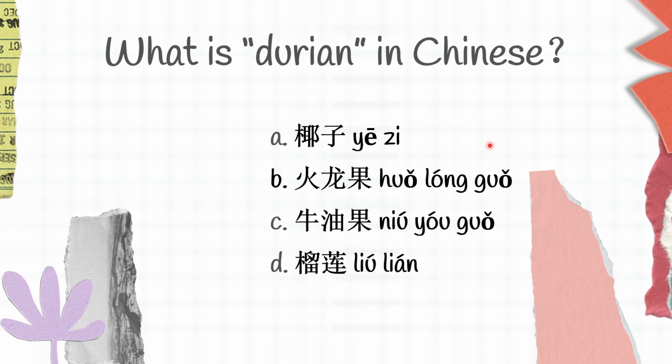And for the multiple choice answers, we only took like 8 fruits from lesson 14. So, let me explain. 椰子 is coconut, 火龙果 is dragon fruit, 牛油果 is avocado, and 榴莲 is durian. So, durian in Chinese should be D, 榴莲.